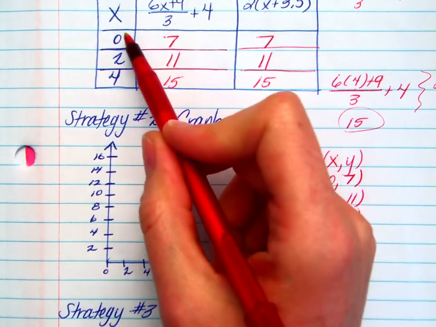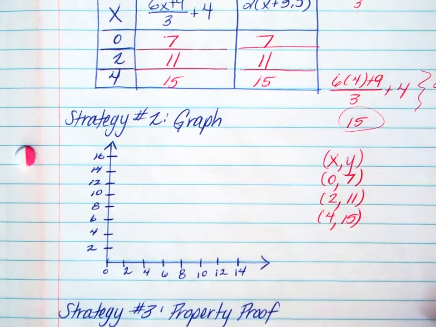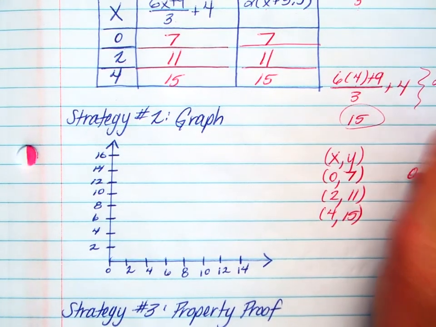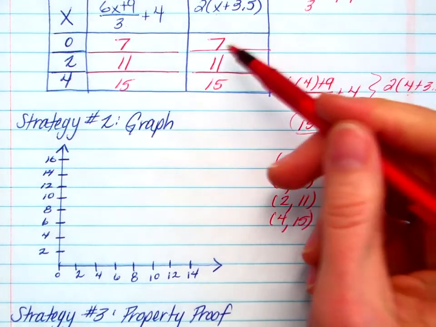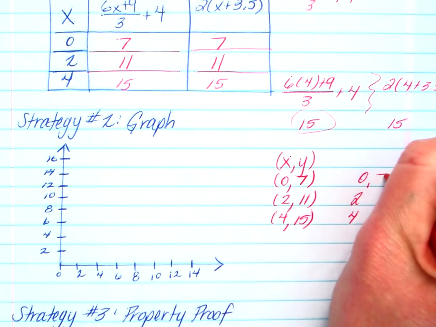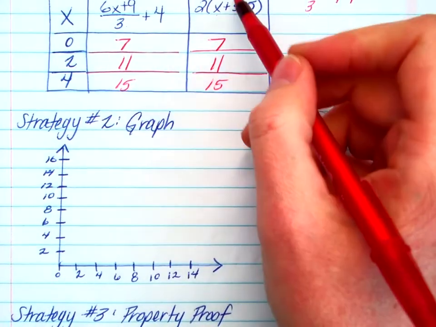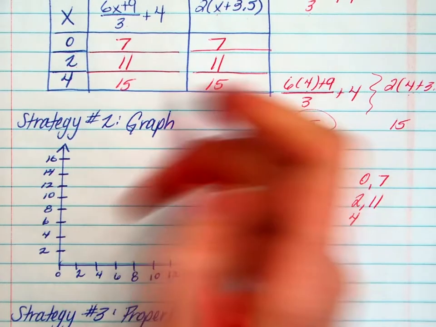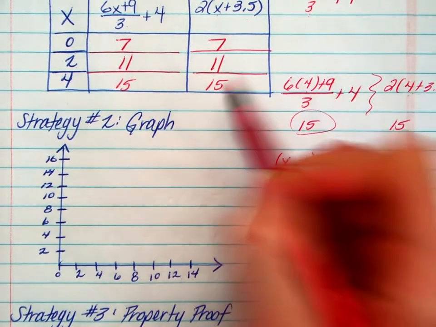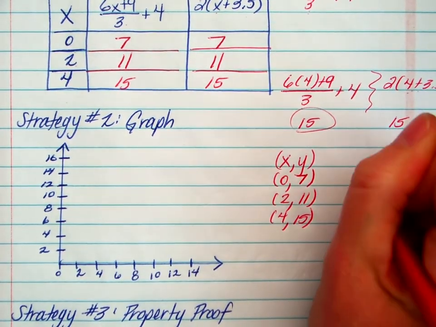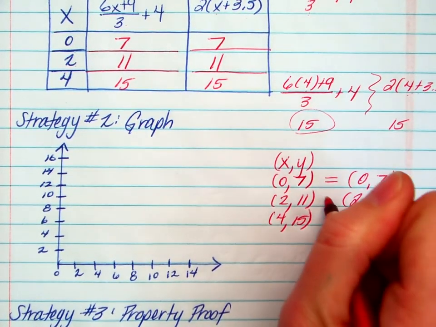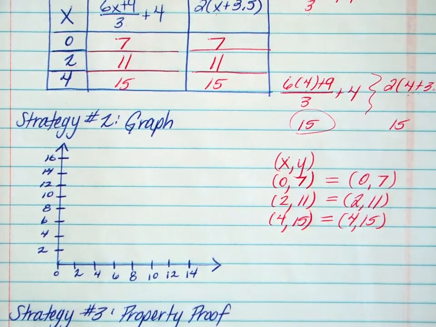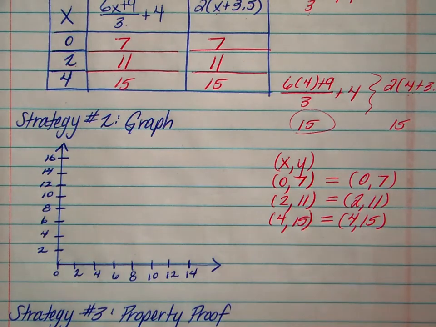Let's do this here: 0, 2, and 4. For the next expression, 0, 2, and 4. If you put 0 in, you get 7 out. If you put 2 into this expression, you get 11 out. If you put 4 into this expression, you get 15 out. If you notice, these ordered pairs are a match, which means if we graph them, they should be exactly the same line.